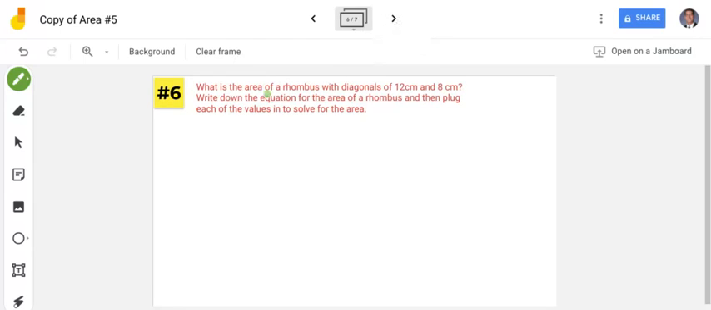And then number 6 asks you about a rhombus. Okay, remember, area of a rhombus is 1/2 times the first diagonal, which is called D1, times the second diagonal, which is called D2. And here are the lengths of the diagonals. So plug these numbers in for D1 and D2, and that's going to give you the area of this rhombus.